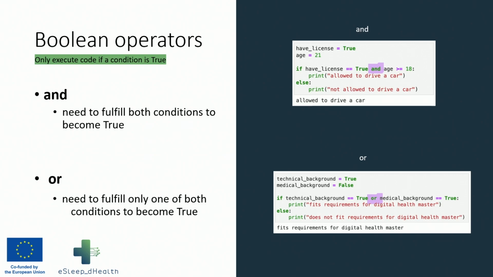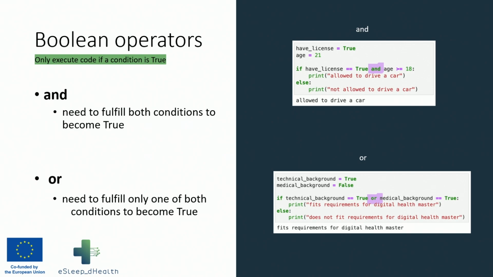Let's look at 2 examples. So for the AND operator, we now have two variables, which we will use for two conditions. The first variable is have license, and age equals 21. And this person also has a driving license. And now we will set the if clause saying if the person has a license and if the age is above 18, then they are allowed to drive the car. Otherwise, they are not allowed to drive a car.